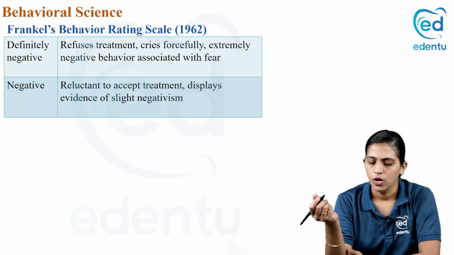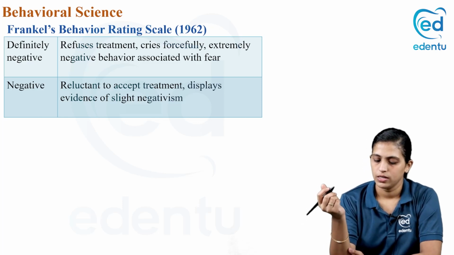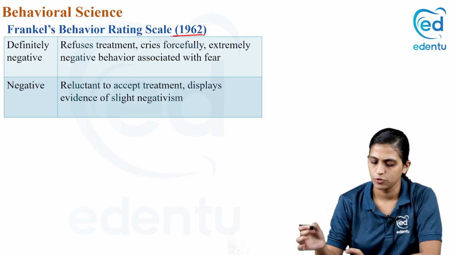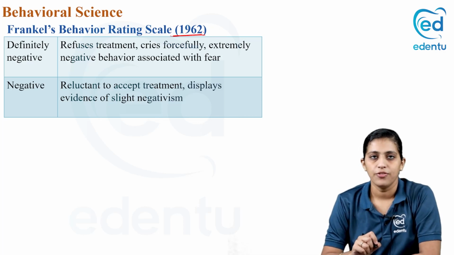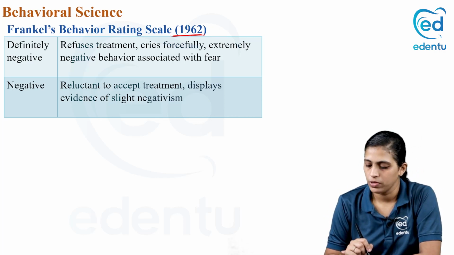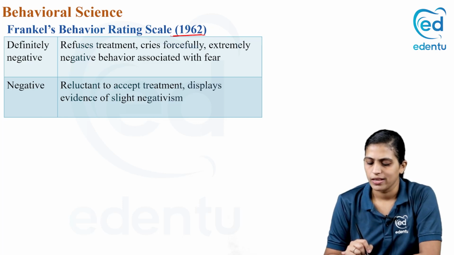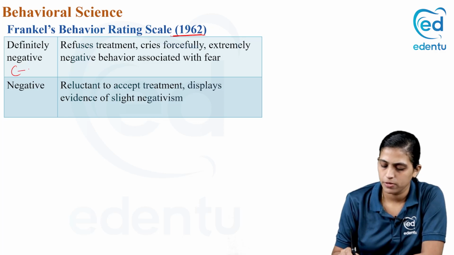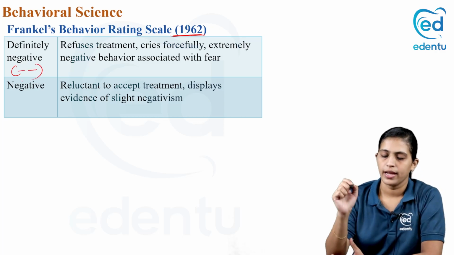Next we move into Frankel's behavior rating scale. He has also observed four types of behavior and he suggested this in 1962. So first is the definitely negative. This child refuses treatment, cries forcefully, shows extremely negative behavior, and is associated with fear. So this is represented as a double negative.